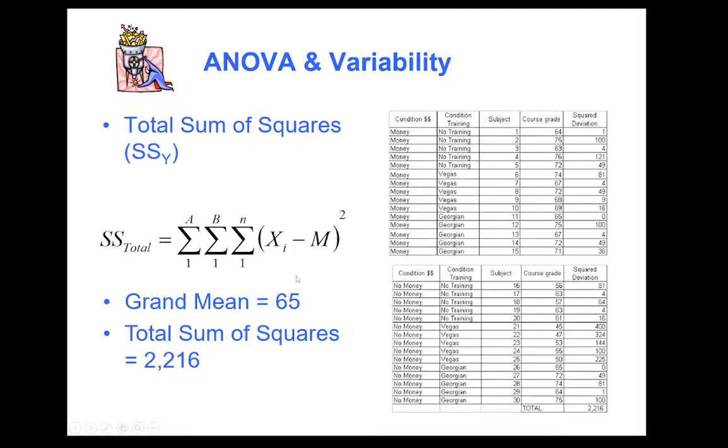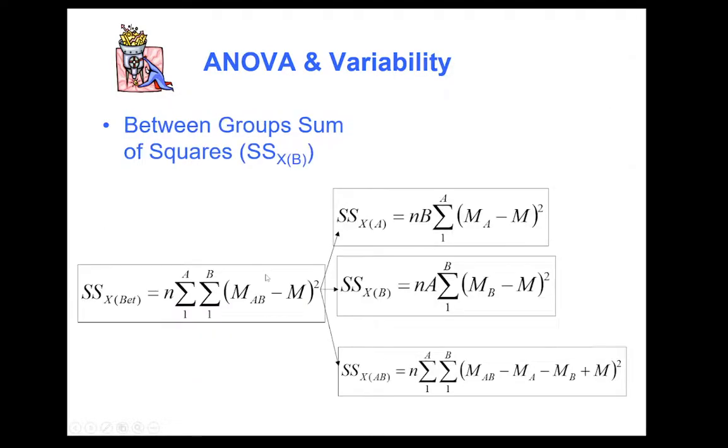The overall mean for the study is 65. For the total sums of squares, which is what we've been doing for the one-way and the repeated, I just take each individual score. I have 30 of them. I subtract the grand mean from each of those scores and square it. I've done that here, sum it up, and it sums up to 2,216.